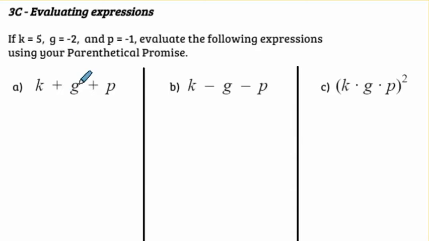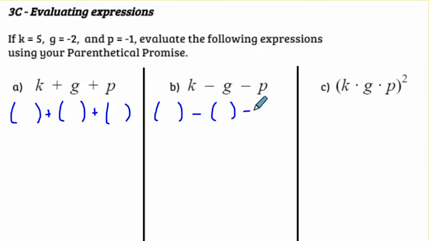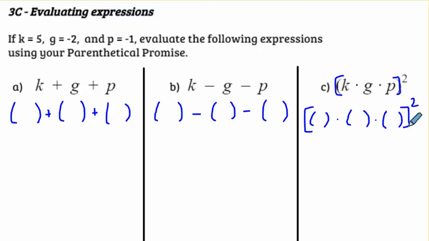Okay, let's go ahead and use our parenthetical promise. So for this one, we're going to have parentheses and a plus, parentheses and a plus, parentheses. For this one, we're going to have parentheses and a minus, parentheses and a minus, parentheses. And then this one, since we already have parentheses, I'm going to change them into brackets. So I'm going to have brackets with a little exponent of 2, and then parentheses times, parentheses times, parentheses.